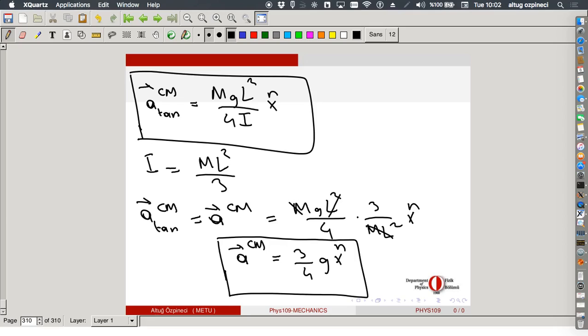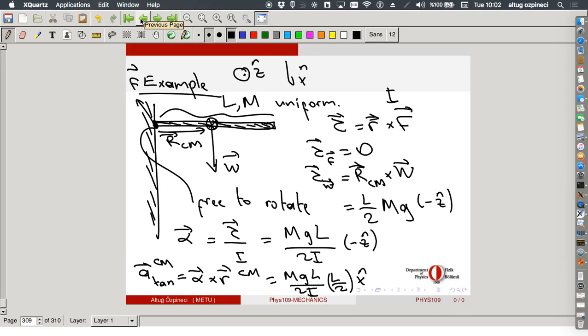Since this point is fixed, although it's allowed to rotate, there is a force that I'm exerting at the tip, which causes the acceleration of the center of mass to be lowered from what it would have been if it was not fixed over here. Now, what is the force? What is F? Now we can calculate the force F.